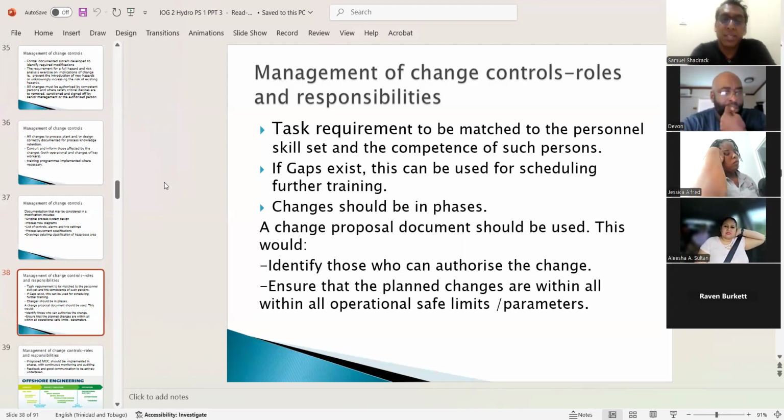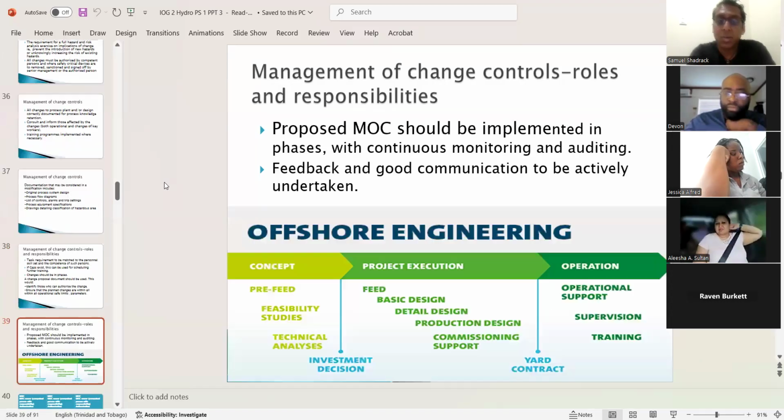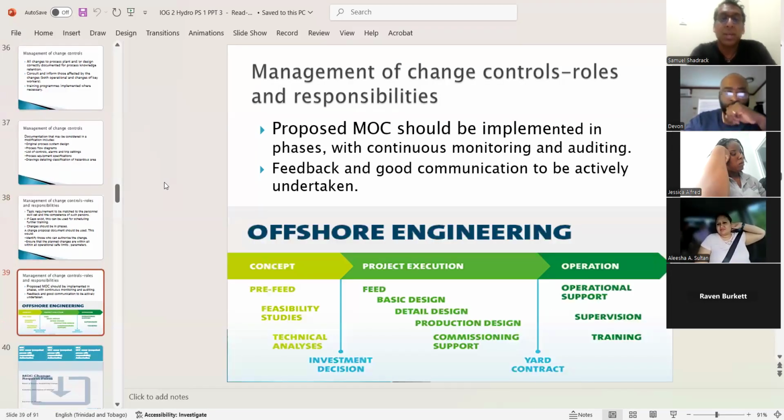Changes should be in phases. A change proposal document should be used. This would identify those who could authorize the change, and ensure that the plan changes are within all operational safe limits or parameters, right? The proposed MOC should be implemented in phases with continuous monitoring and auditing. Feedback and good communication are to be actively undertaken, right?